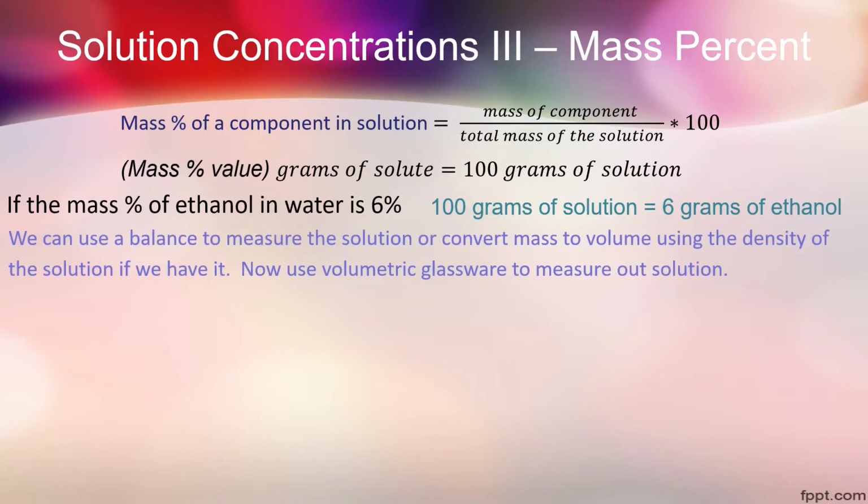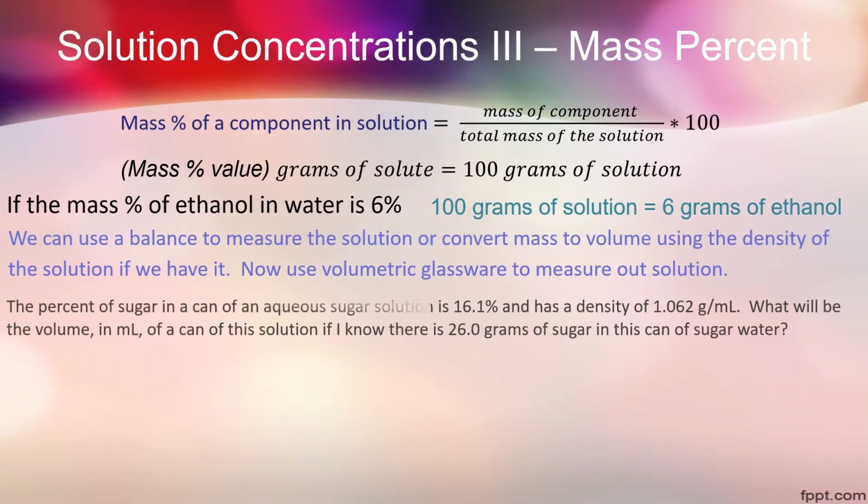We can use a balance to measure the proper amount of solution, or if we also know the density of the solution, it's a simple matter to turn the mass of a solution into a volume of the solution, and now we can use our volumetric glassware again. So let's do a problem. The mass percent of sugar in a can of aqueous sugar solution is 16.1% sugar and has a density of 1.062 grams per ml. What will be the volume in milliliters of a can of this solution if I know there are 26.0 grams of sugar in this can of sugar water?